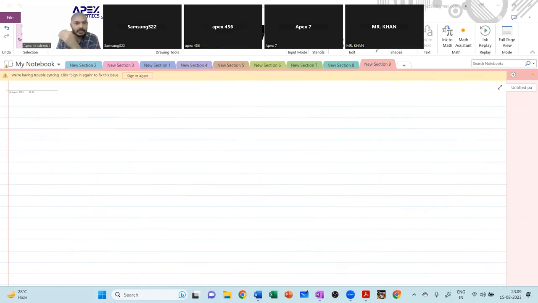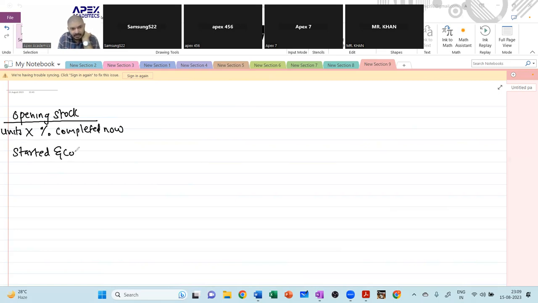Now, see what I'm saying next. Now, I'm writing down a simple funda for you. Opening stock: units multiplied by percentage completed now. Next, I'm writing started and completed: transferred minus total opening stock. Then I'm writing closing stock.